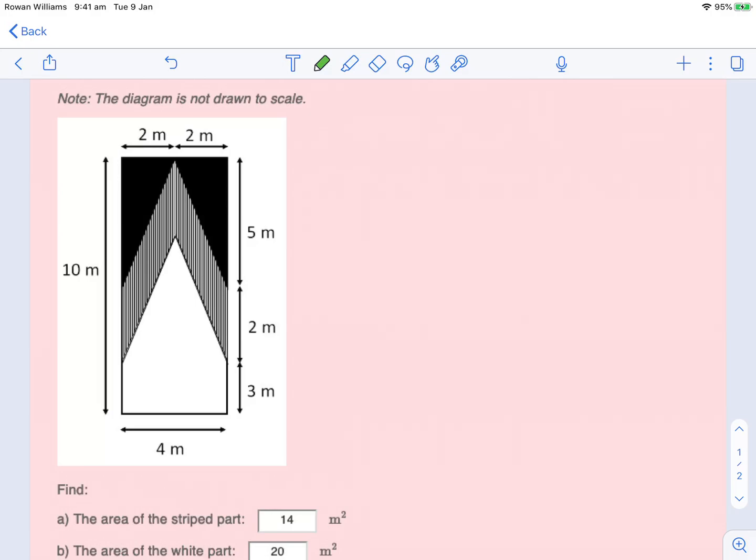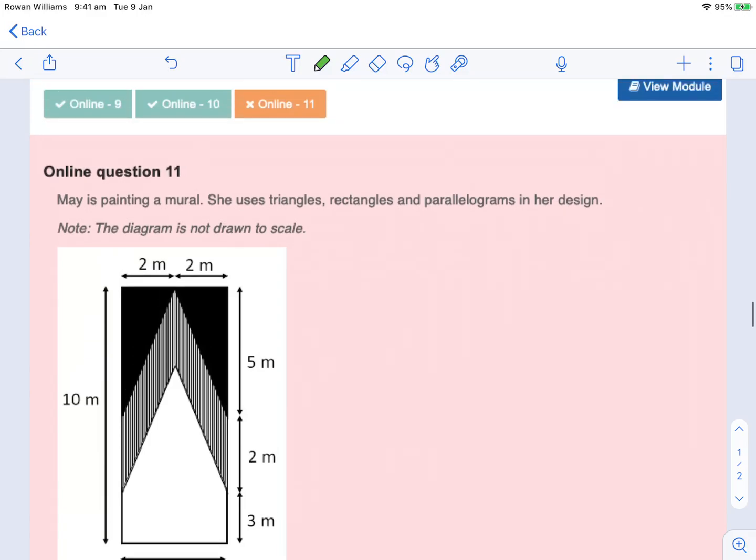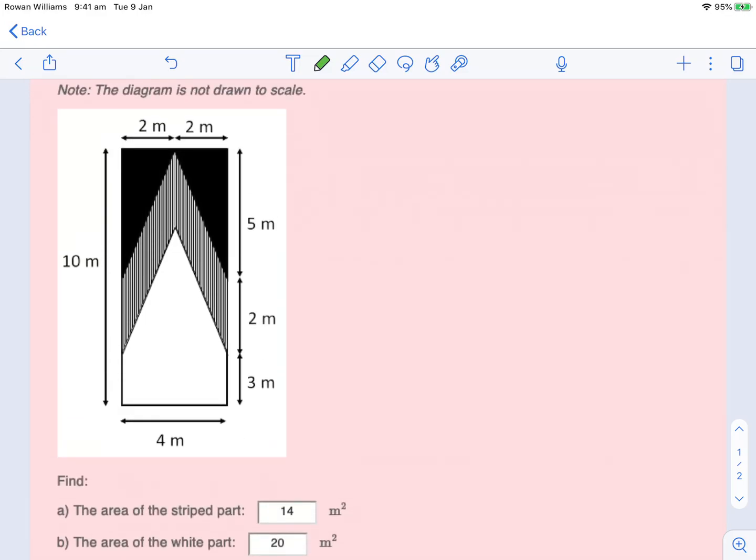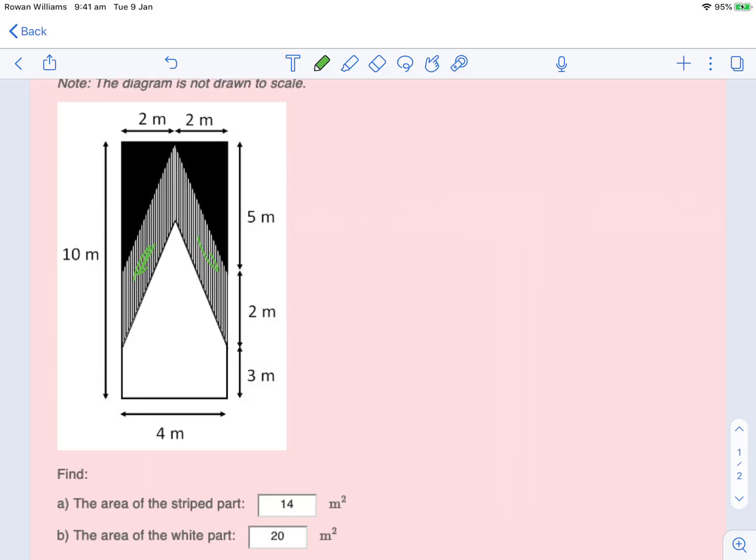All right, let's look through how we can calculate this module here, problem solving with area, specifically this problem where we've got a large shape and we're trying to look for different parts of the shape that are shaded in. So we want to first find the area of the stripe part and then find the area of the white parts.